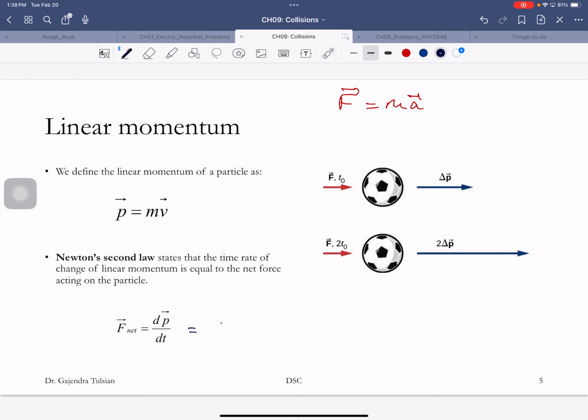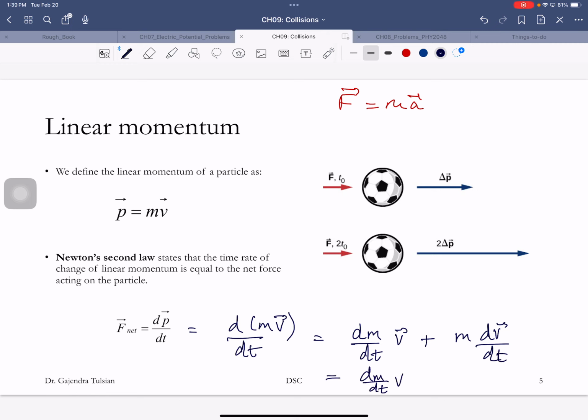Force is really the time rate of change of momentum. Momentum is mass times velocity. And from the chain rule, you've learned dm/dt times velocity plus m times dv/dt. So force is that. Why do they say force equals mass times acceleration?